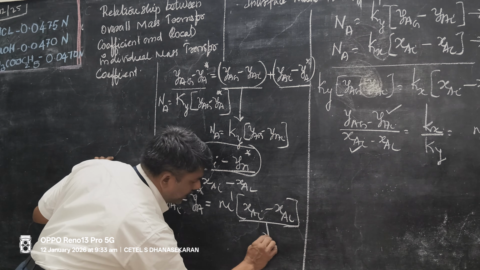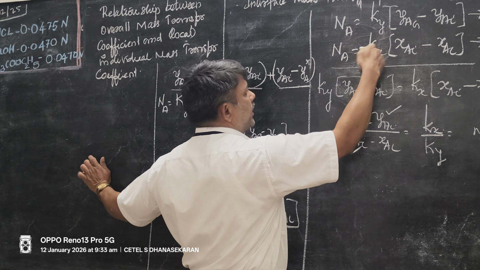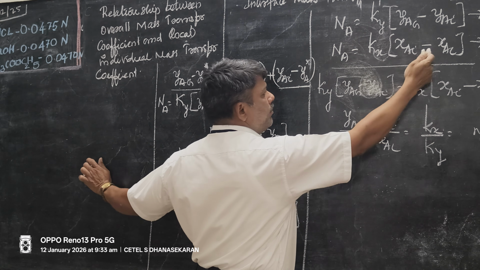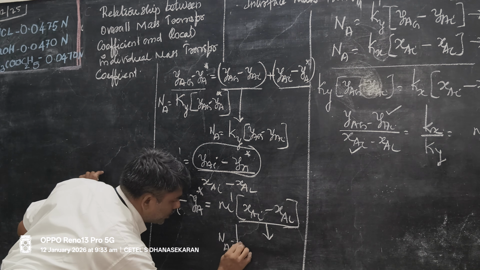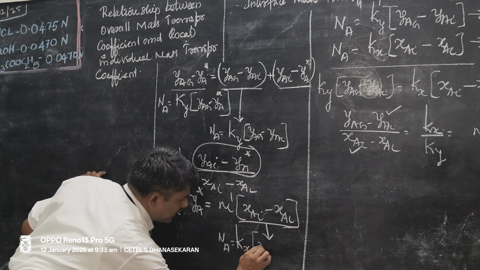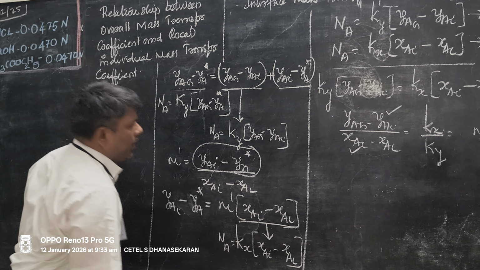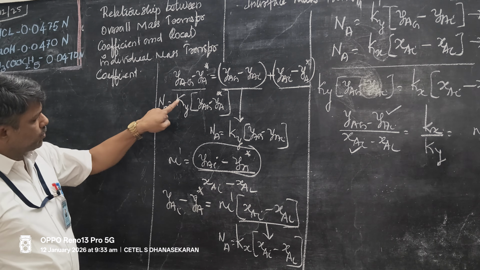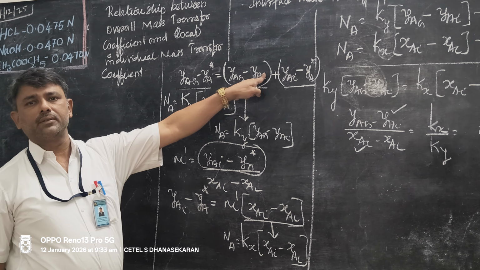Substitute this information here. yAI minus yA star is equal to m prime into xAI minus xAL. For this case, NA is equal to small k suffix x into xAI minus xAL. Substitute information 1, information 2, information 3 in this equation.